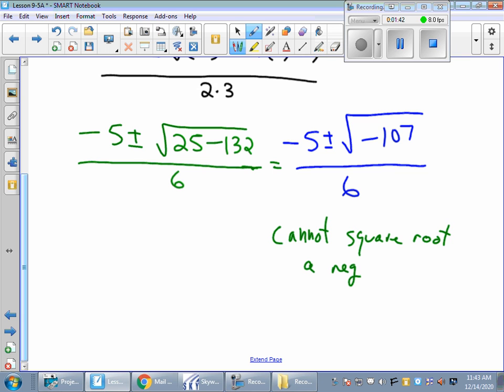of a negative number. So what's going to happen is when you get into higher math, you're going to be able to work with something like this, but as of now, we cannot. So you cannot take the square root of a negative number. So if this happens, your answer is no solution.